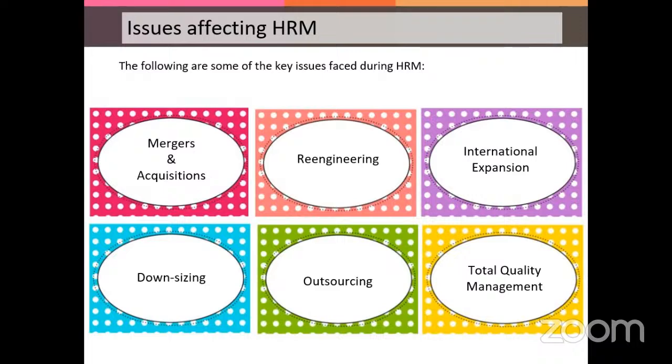Then also, when you re-engineer a business process, a business environment, you find out that there could be a shortage of competencies, a shortage of skills from existing staff. So are you going to fire them to hire new ones, or what? Okay, so this is very, very important. They have international expansion. This is also an issue. Should we expand? Do we have the capacity, or should we remain where we are? Then you have downsizing, and then you have outsourcing and issues of total quality management as well.